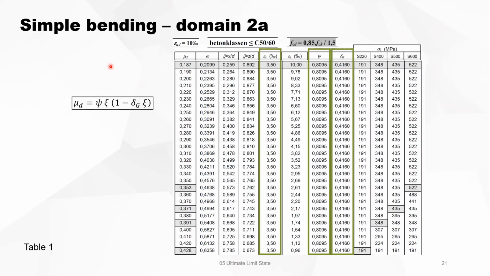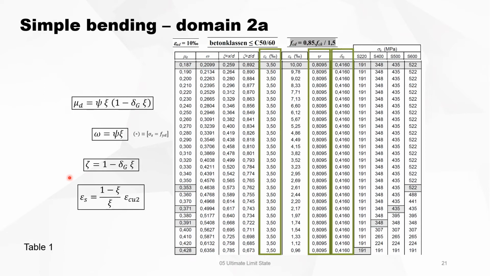The equations, mu d can easily be calculated. Omega is psi times xi. And zeta is the same formulas that we derived in the previous slides. And epsilon s. So you can use directly all those formulas, or you make it for yourself easy and you use the table. We will see how we can do it in a practical way.